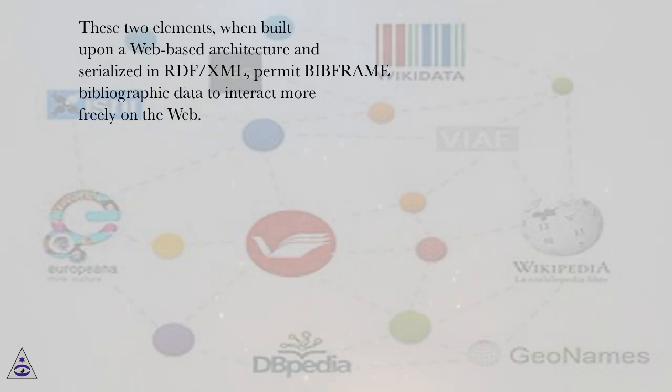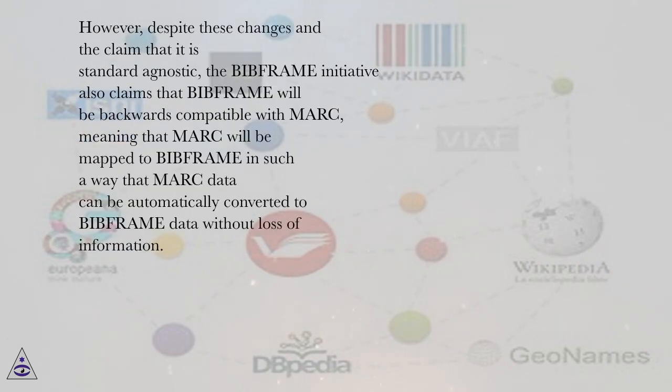freely on the web. However, despite these changes and the claim that it is standard agnostic, the BIBFRAME initiative also claims that BIBFRAME will be backwards compatible with MARC, meaning that MARC will be mapped to BIBFRAME in such a way that MARC data can be automatically converted to BIBFRAME data without loss of information.